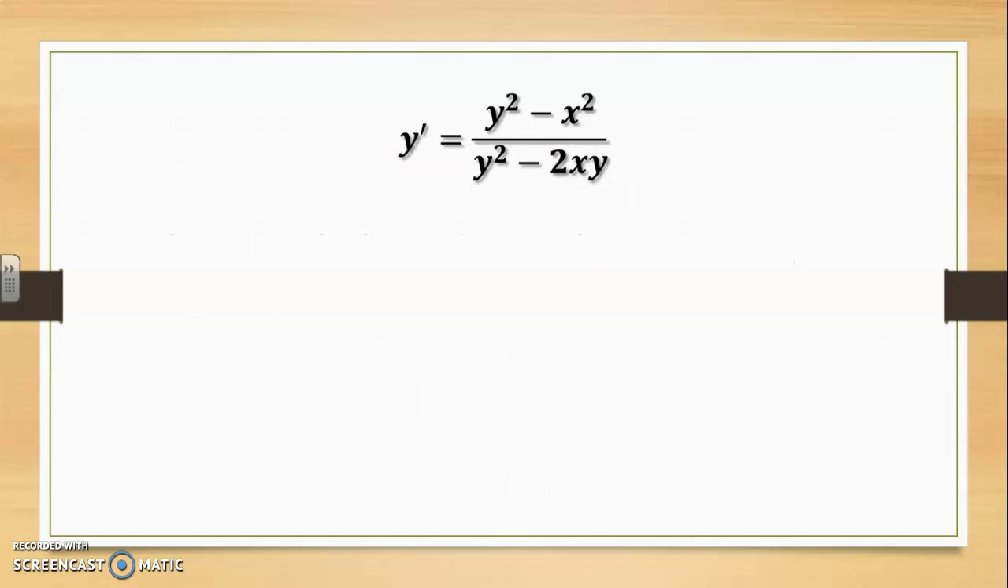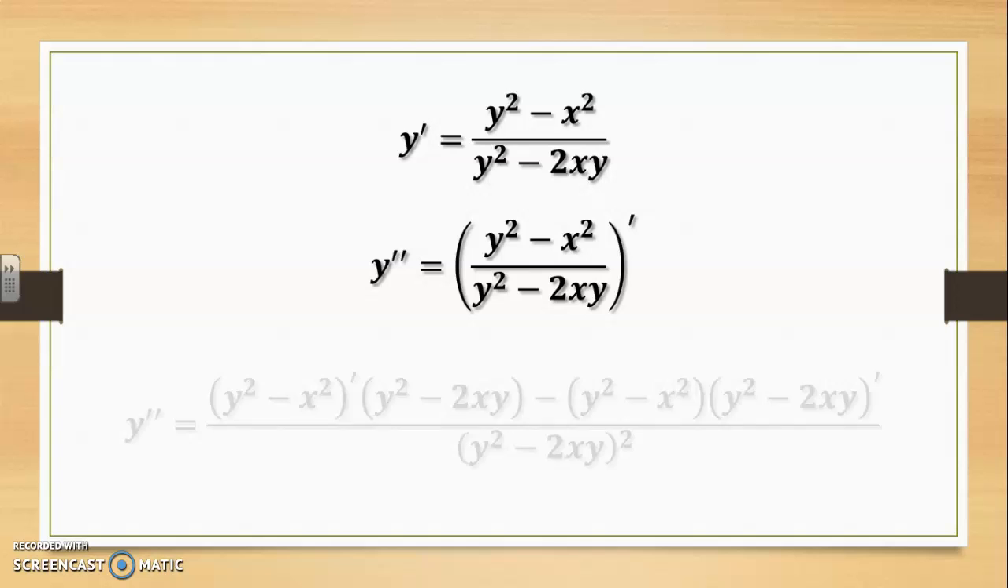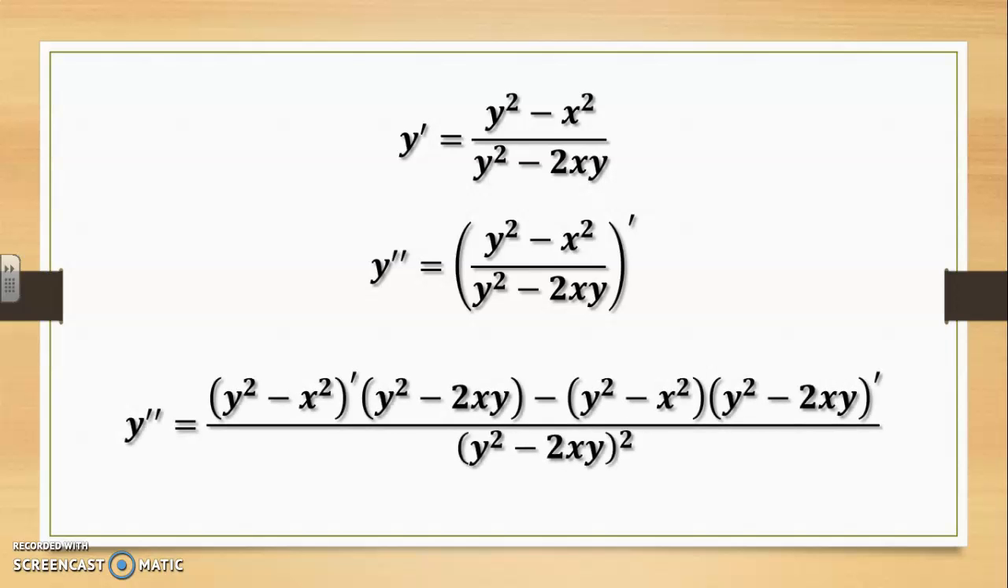If y prime is equal to (y squared minus x squared) over (y squared minus 2xy), if these two quantities are the same, then differentiating both sides is a legal operation. It maintains their equality. On the left, we're getting y prime prime, the second order derivative. On the right, there is a quotient rule that we're going to have to apply. So f prime g minus f g prime. Let's see if we can guess what those individual derivatives will turn into.